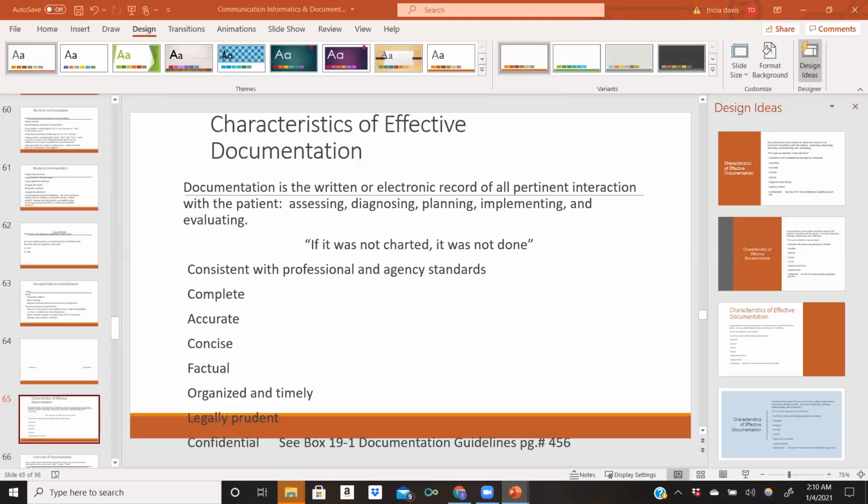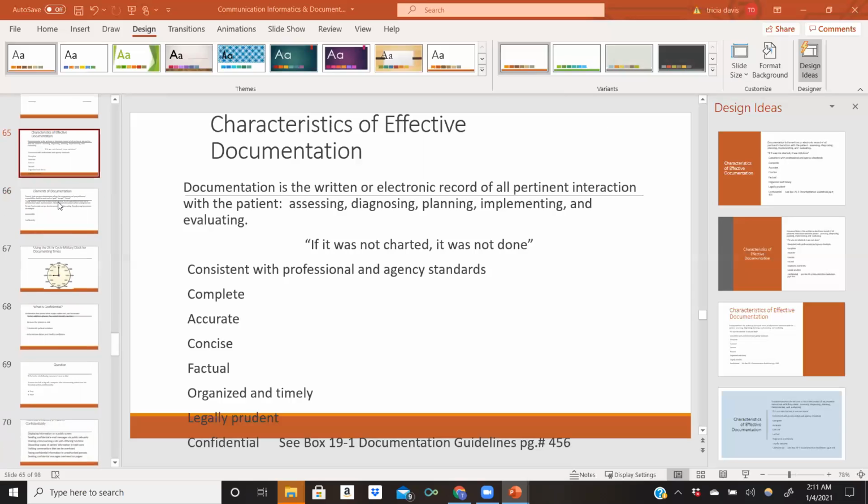It should be concise. It should be factual. Remember, we don't want to state opinions. We want to make sure that what we document is factual. It should be very organized and have a certain flow, and it should be timely. If you're not documenting at the time that it happens, when you go back, the time that you put in is the time that it occurred. And it should be legally prudent and confidential. So you can go to page 456. You can look at box 19.1 and it'll offer some more documentation guidelines for you to look at.